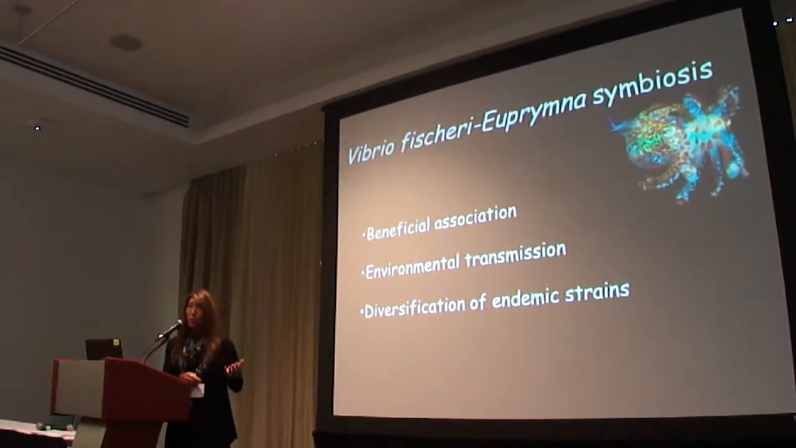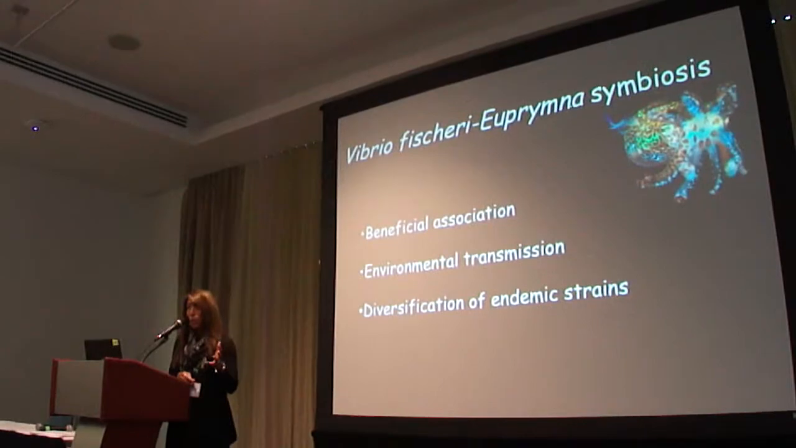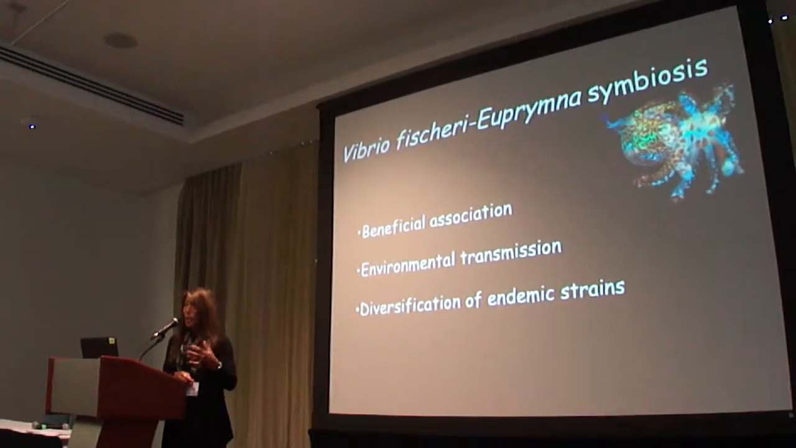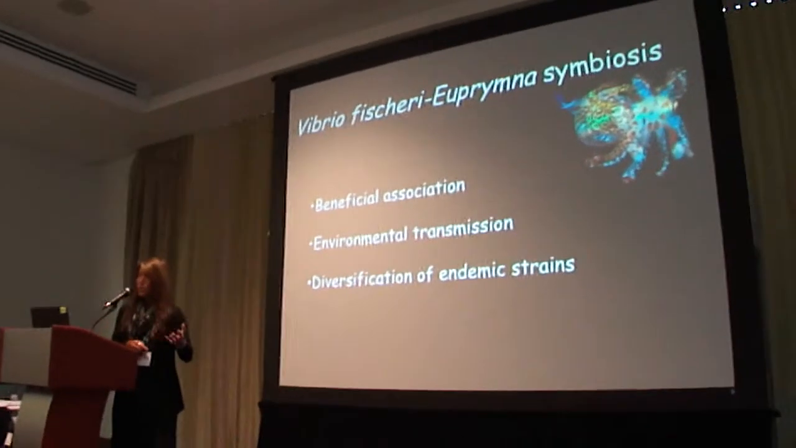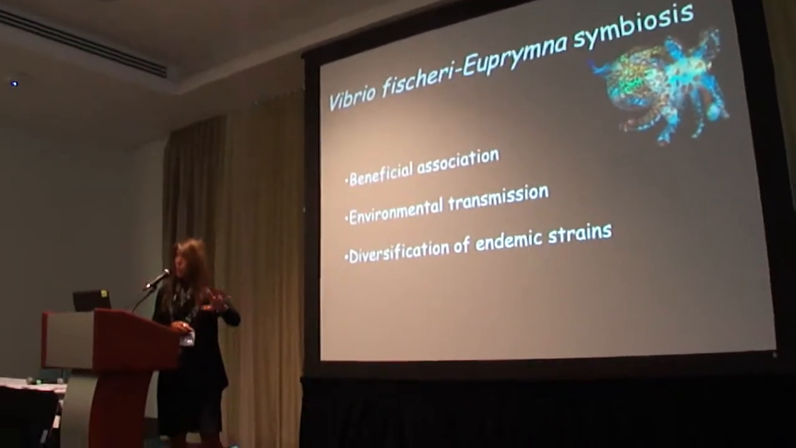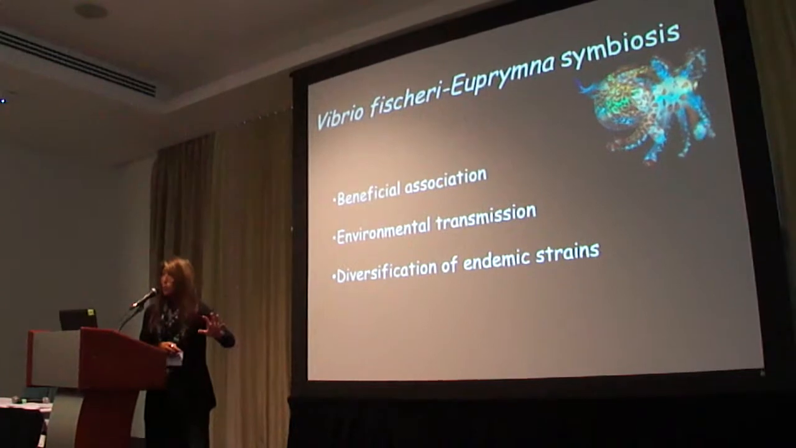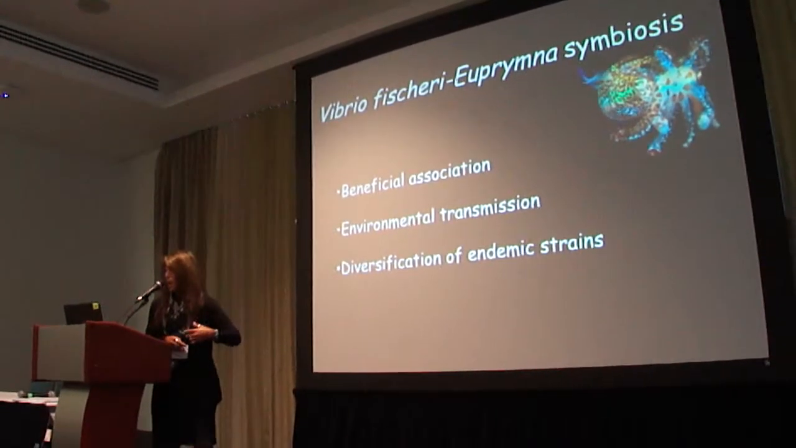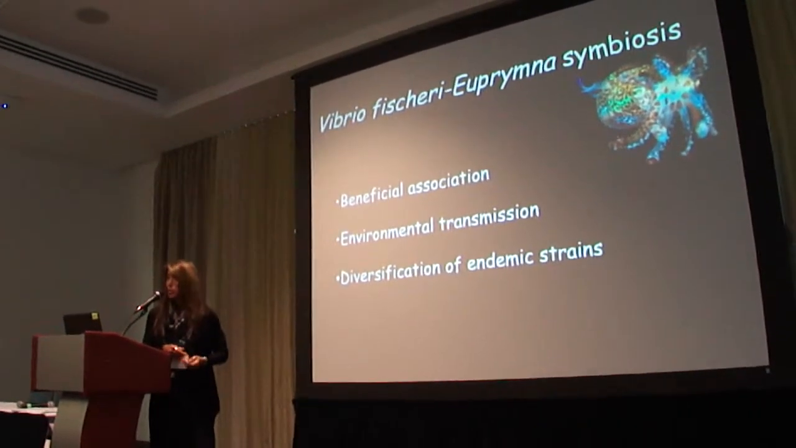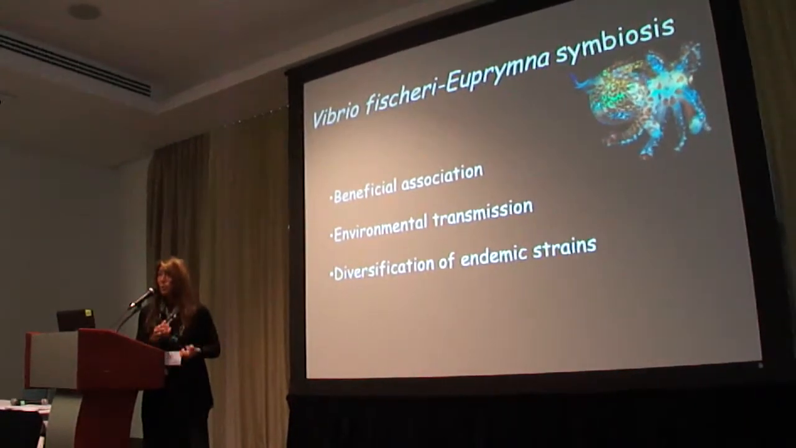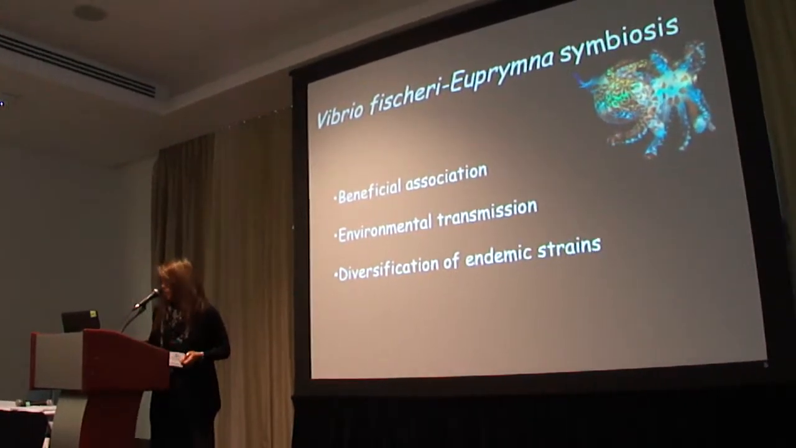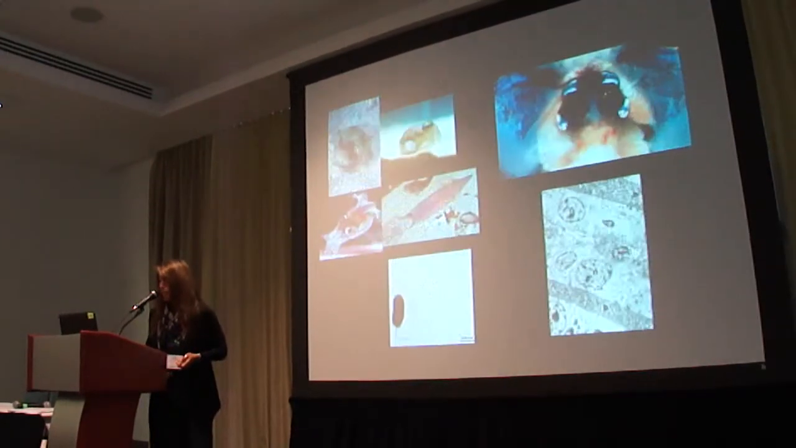So the squids, when they're hatched, don't have these bacteria, and they acquire them anew from the surrounding seawater. That allows a lot of leeway for what kind of symbionts they pick up, and the selective forces that are acting upon the bacteria, whether they're environmental, as they're floating around in seawater, or once they're inside the squids. And we can look at diversification of endemic strains because there are many different genera of these squids around with multiple strains and species of Vibrio fischeri and a few other Vibrio species along the way.